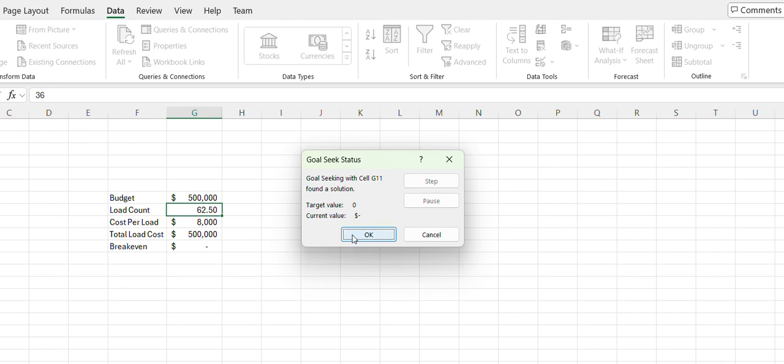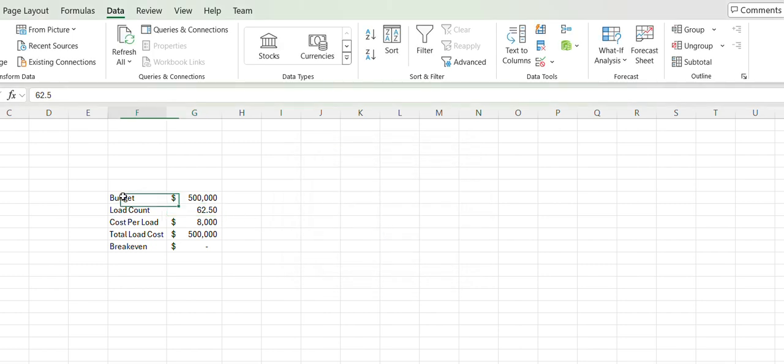So what does this tell us? It tells us that with a budget of 500,000 and a fixed cost per load of 8,000, we could have 62.5 loads and still break even. Right? So this is just a very simplified version of how complex this little tool can be. But I think it's a start.